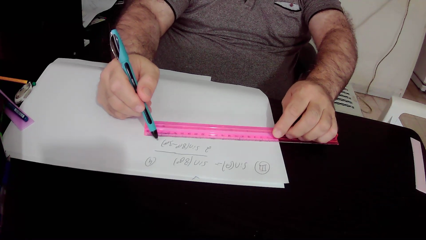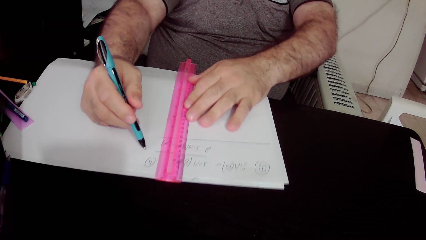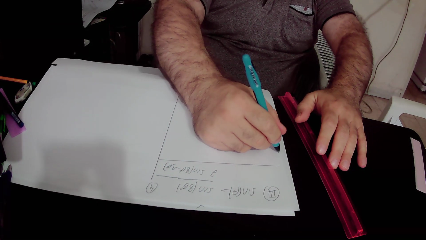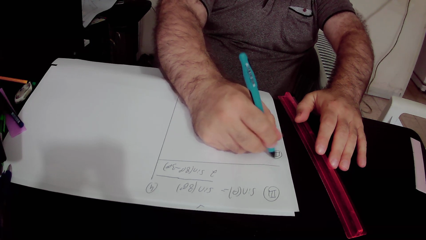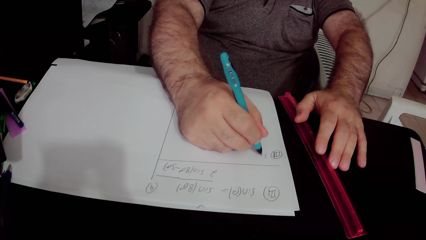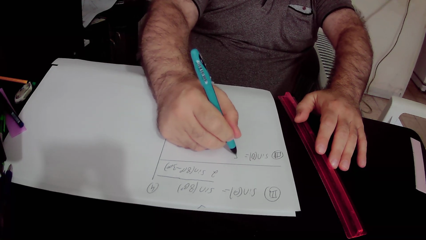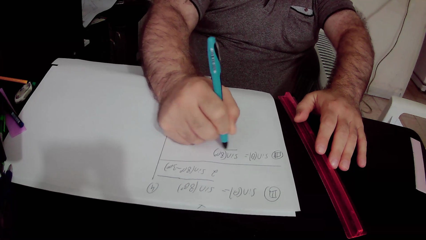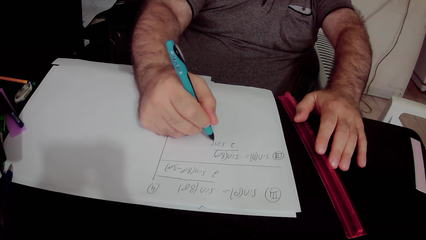80 degrees minus 30 degrees is 50 degrees. So I write it down. We found out that sinus theta, according to equation number 3, equals sinus 80 degrees over 2 times sinus 50 degrees.